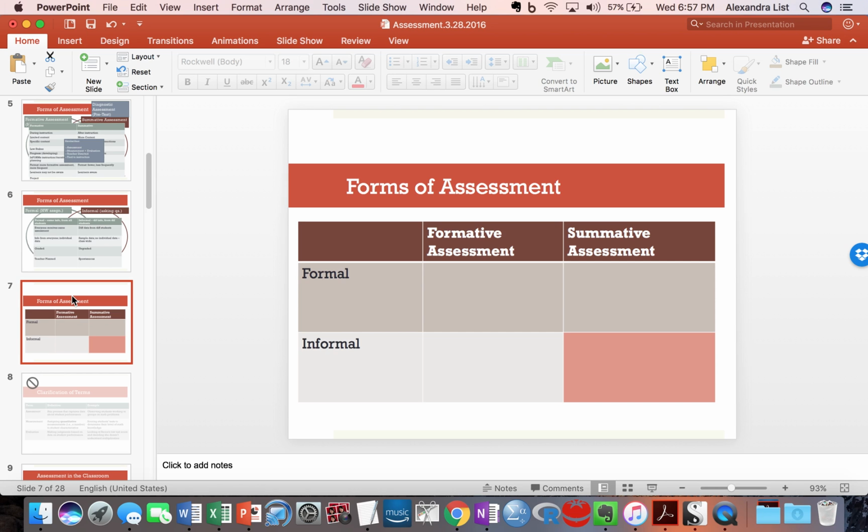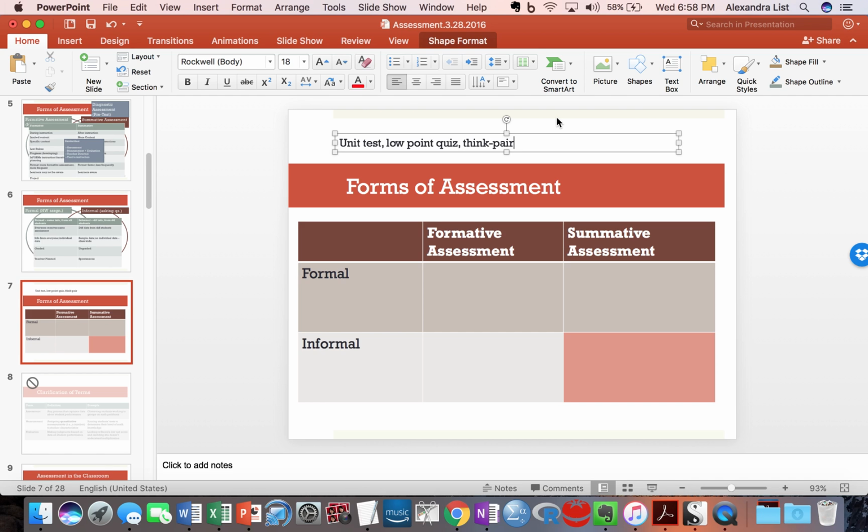And so hopefully you came up with examples on your own. I'm going to give you three types of assessment and ask you to classify them as formal or informal, formative, or summative. So let's do a unit test, a low point quiz, very low point, and using think, pair, share, where I as a teacher am walking around and observing what different pairs are sharing. So for each of these three, decide whether they're formal or informal, formative, or summative assessment. And I'll give you a minute to do that. You can pause the video.